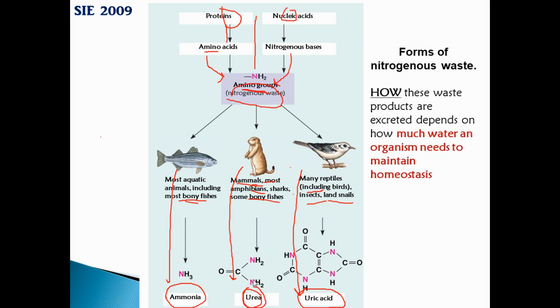How these waste products are excreted depends on how much water an organism needs to maintain homeostasis. So it depends on how much the organism's body needs in order to maintain homeostasis. This is dependent on their habitat. Fish live in the water, while mammals and reptiles live on land, so whether they can easily get water or not, it depends.